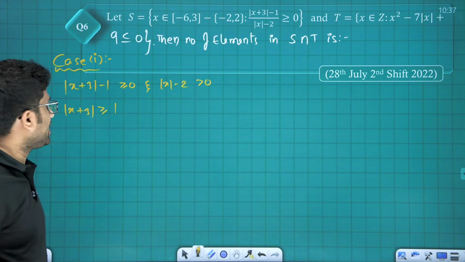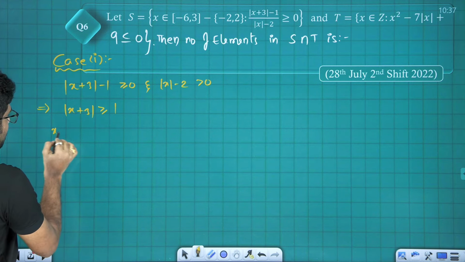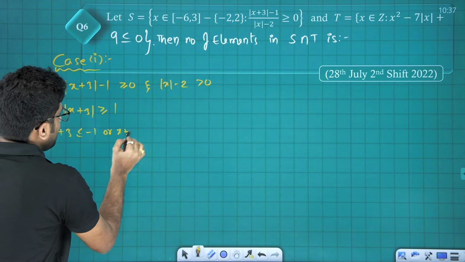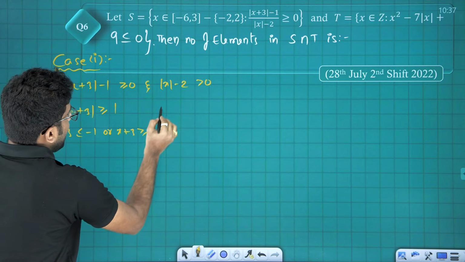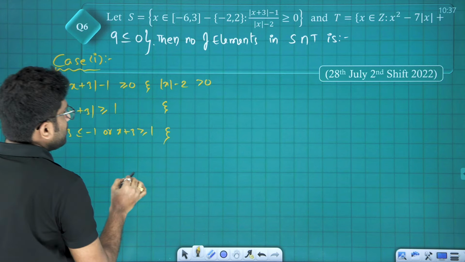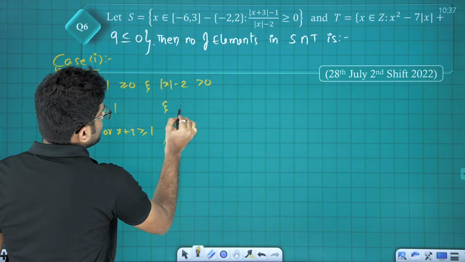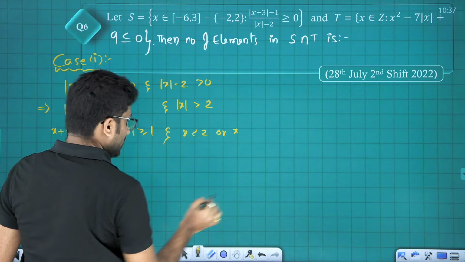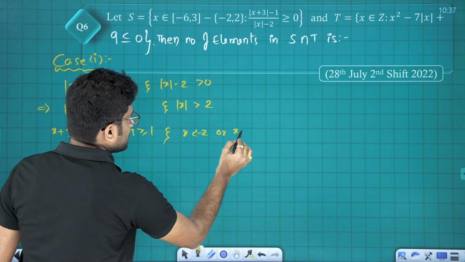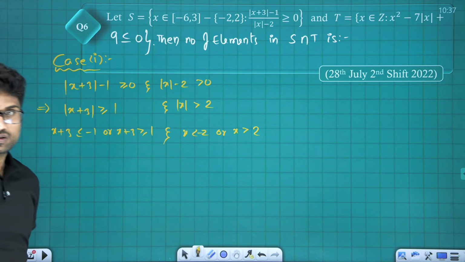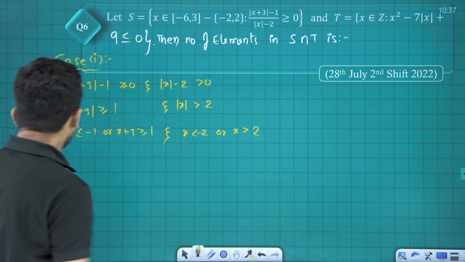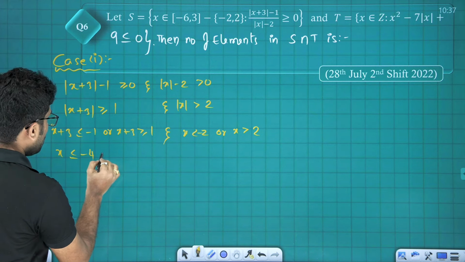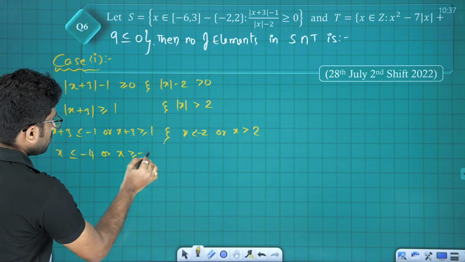If mod of x plus 3 is greater than or equal to 1, that is x plus 3 less than or equal to minus 1, or x plus 3 greater than or equal to 1, and along with this mod x greater than 2, which implies x less than minus 2 or x greater than plus 2 by the modulus definition. Now from here we can say x less than or equal to minus 4 or x greater than or equal to minus 2.